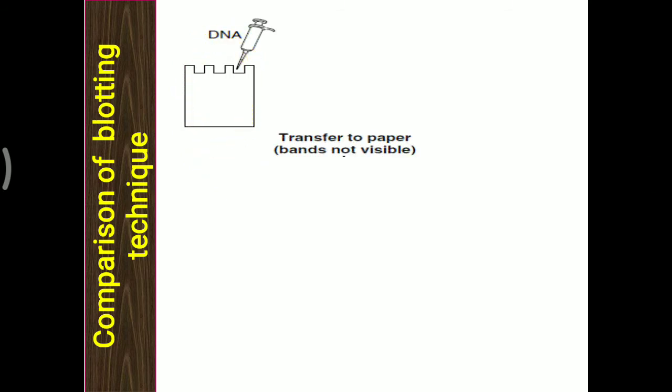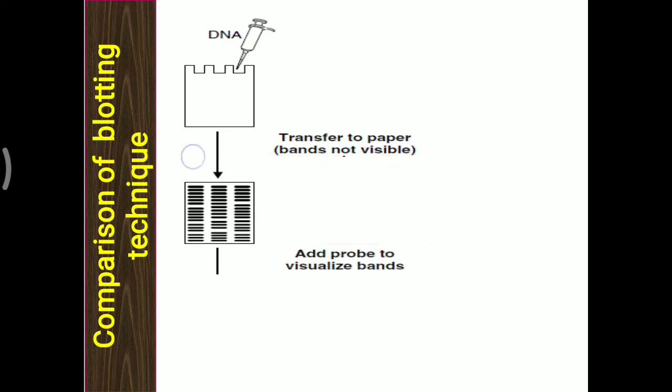Now initially the bands are not visible. The bands generated over this electrophoresis will be transferred to the paper. That transferring is called the blotting technique. Once the blotting is over, then add a particular probe to visualize the band. The probe utilized in this technique is a particular DNA.